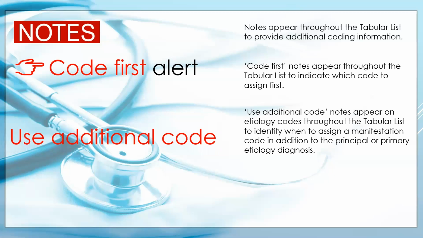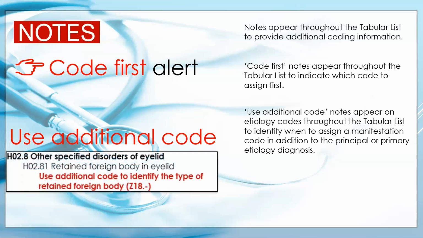The Use Additional Code note appears on etiology codes throughout the tabular list to identify when to assign a manifestation code in addition to the principal or primary etiology diagnosis. Here's an example under H02.81, retained foreign body in the eyelid. We have a Use Additional Code note that says to identify the type of retained foreign body, Z18. When we see this, we know that if a type of foreign body was specified, like a piece of metal or glass, that would be coded in addition to the primary code.